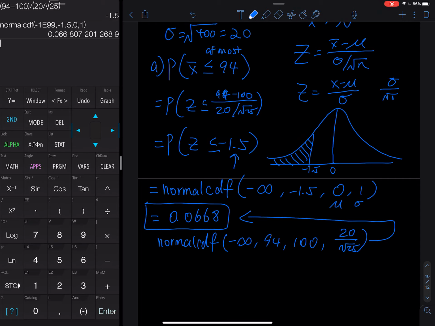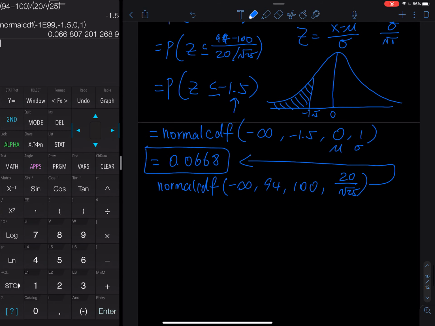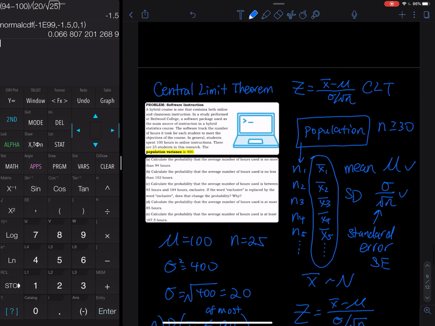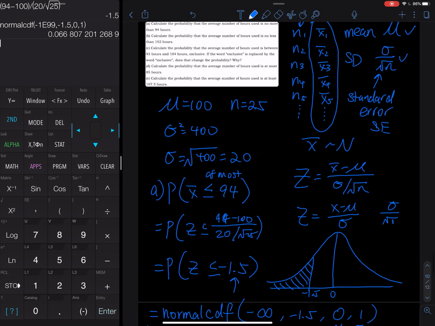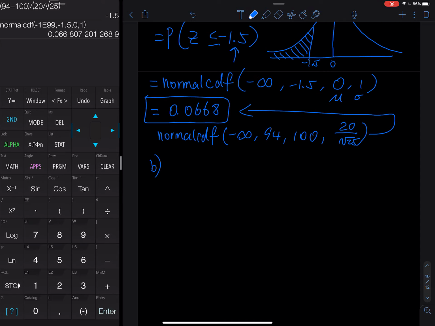So that will be the first one. The second one is no less than 102. If you want the problem, I can go back to the top real quick, so you can take a screenshot to get the problem, so you don't need to keep going back and forth. All right, take a screenshot. All right, back to B, no less than. The opposite of less than is greater than or equal to 102, so that is the same thing as at least. And then you standardize that.